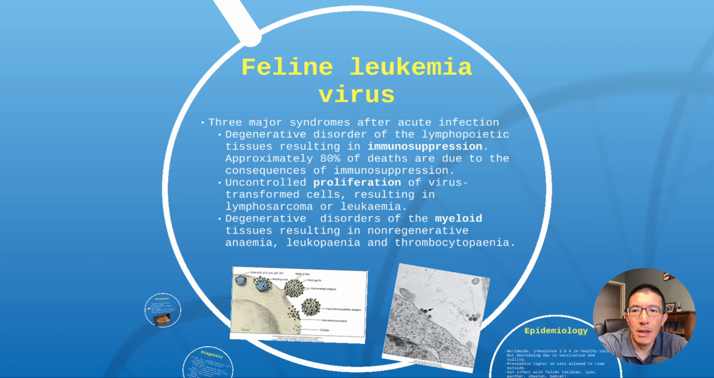So on to feline leukemia virus. This is also a retrovirus. This can result in 3 different syndromes in cats. The first is degeneration of the immune system and lymphopoietic system, resulting in immunosuppression. Second, you can get malignancy due to uncontrolled proliferation of the lymphoid system. And third, you can get degeneration of the myeloid system, resulting in non-regenerative anemias, thrombocytopenias, lymphopenias, etc.